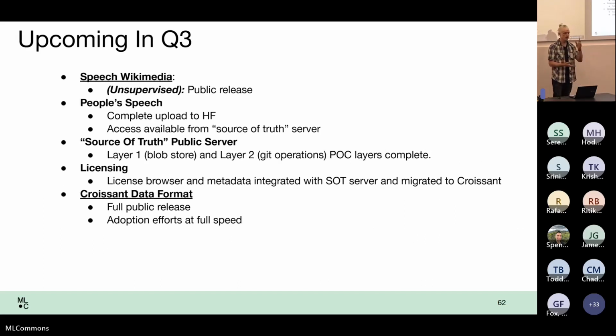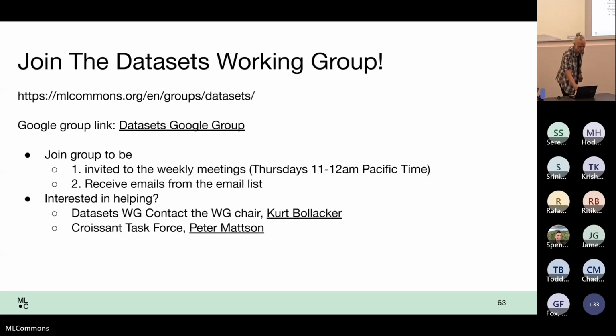So where are we going? We're going to keep pushing out the data sets. We're going to release the first POC of our software stack for the server, and then integrate all that licensing and Croissant data format infrastructure into our overall server architecture. And if you're interested, you can reach out to me or Peter, and we'd love to have you at weekly meetings, and you can join our Google group.